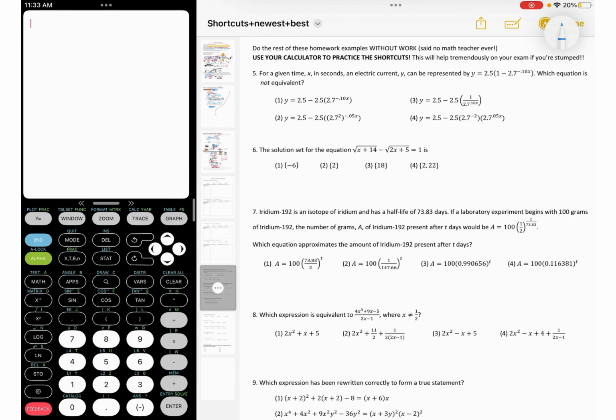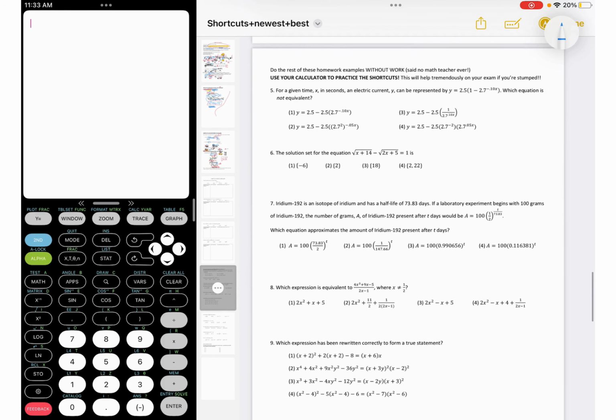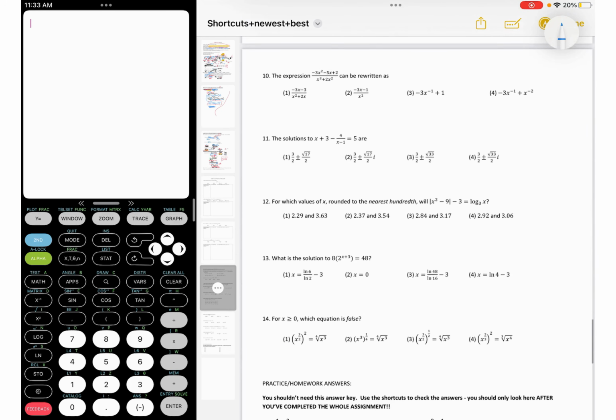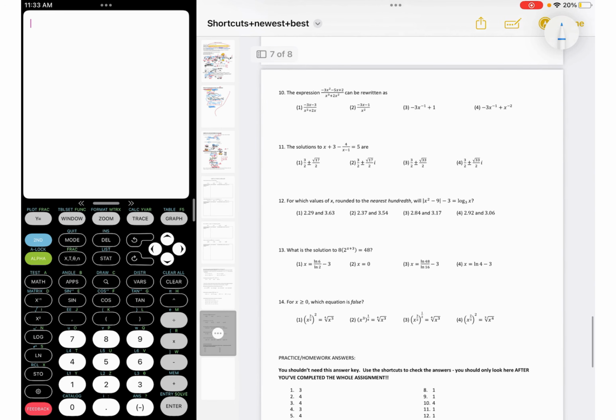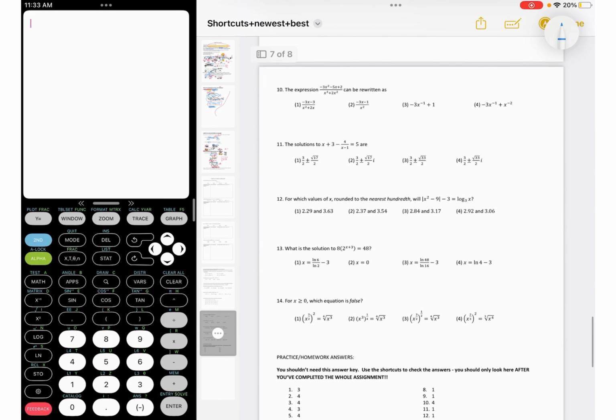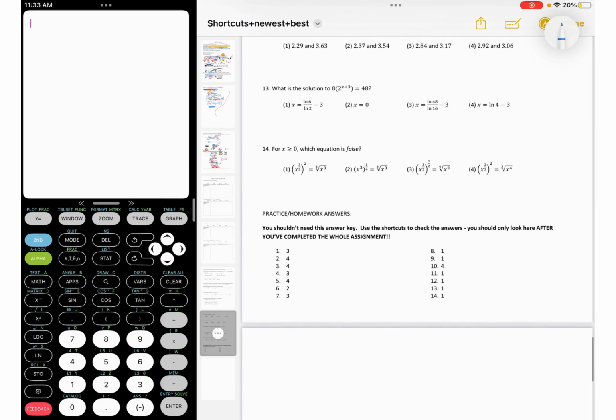I'm sorry, I can't get the whole, there we go. There's actually the whole page if you want a screenshot, 5 through 9. And then this last page, 10 through 14. Go ahead and screenshot. And here are the answers.